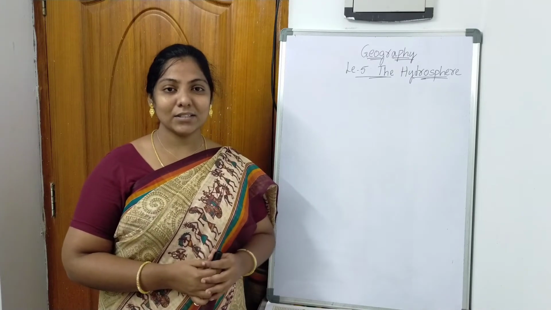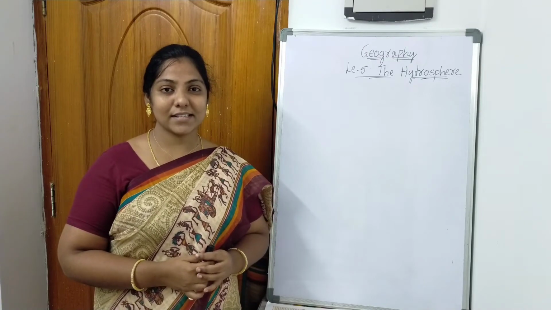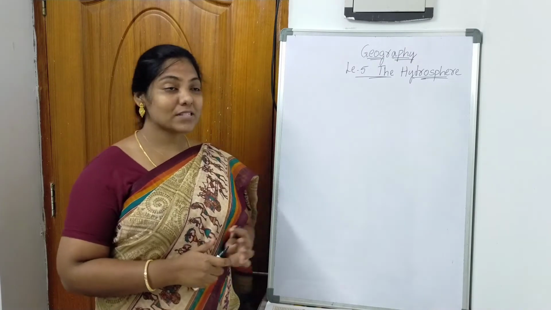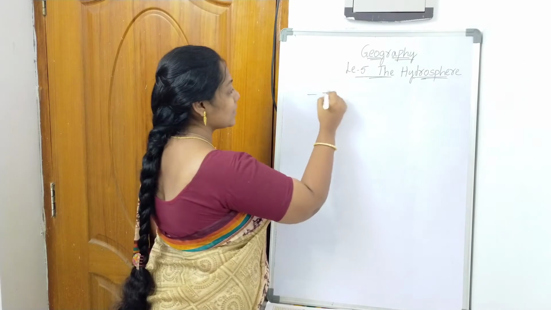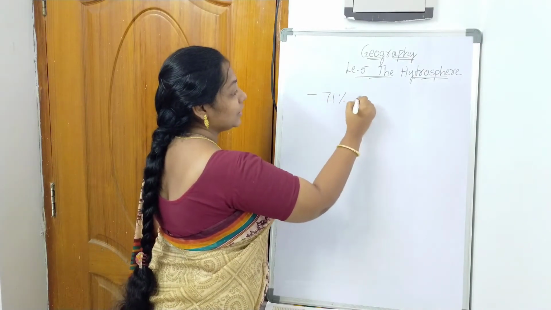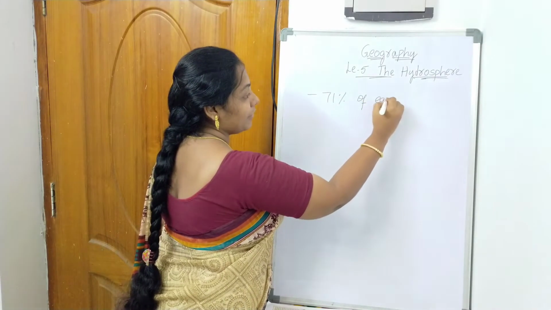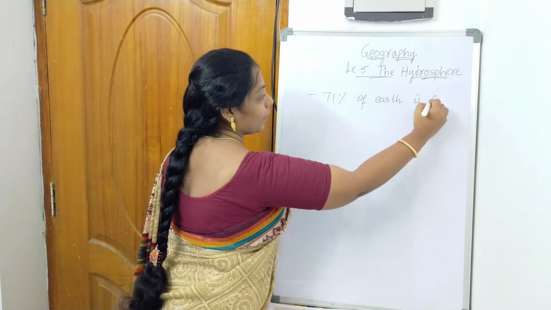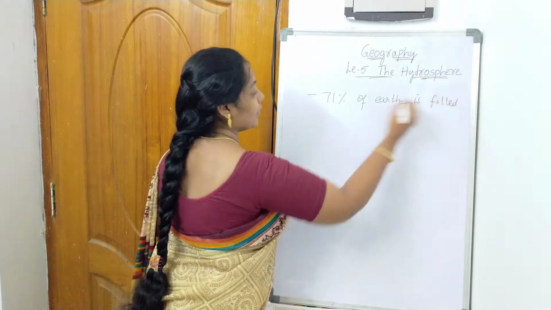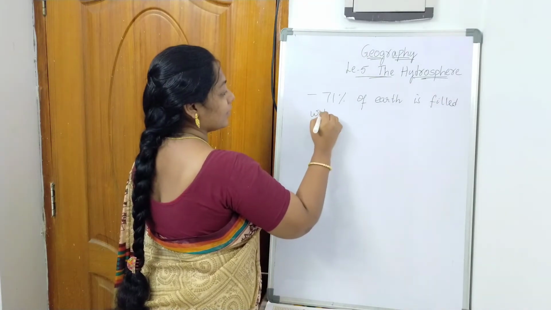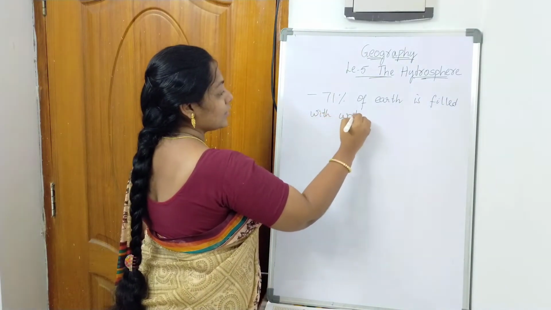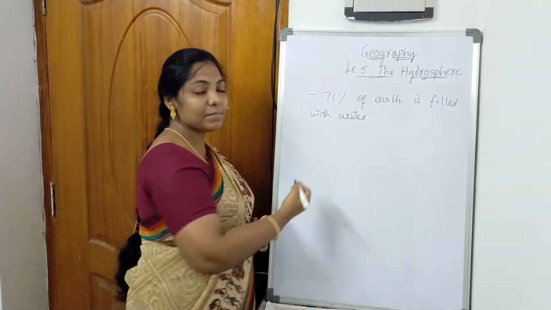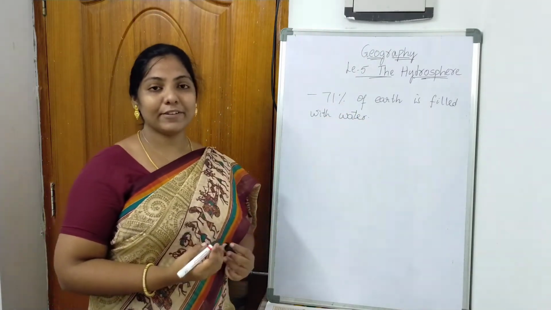And on earth, do you know how much percent of water is there? About 71% of earth is filled with water. So on earth 71% of it is filled with water.